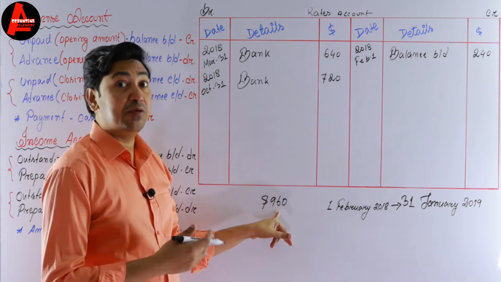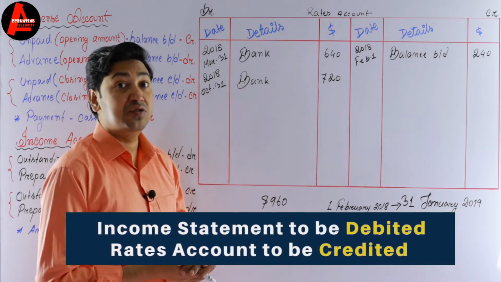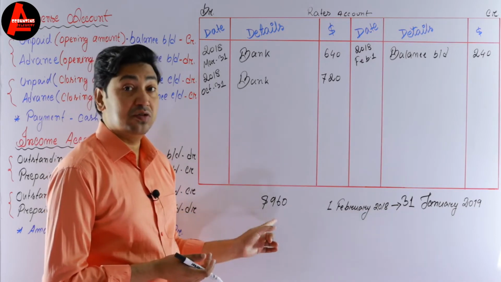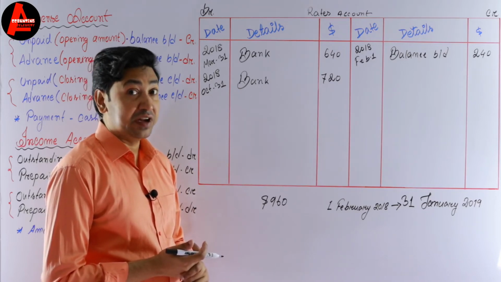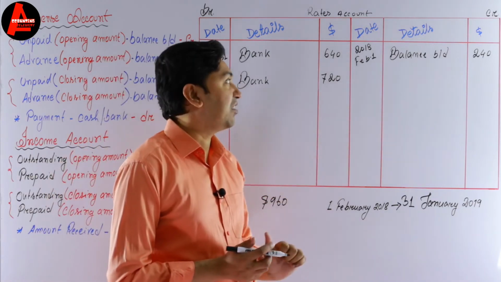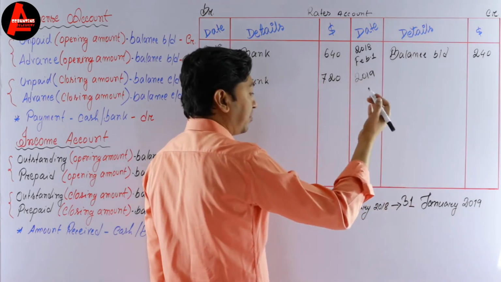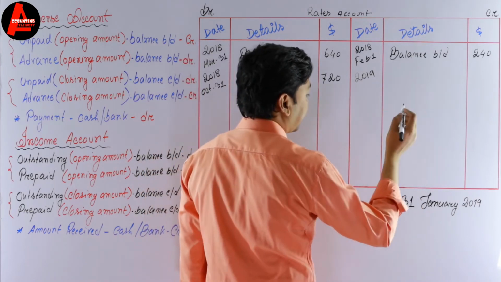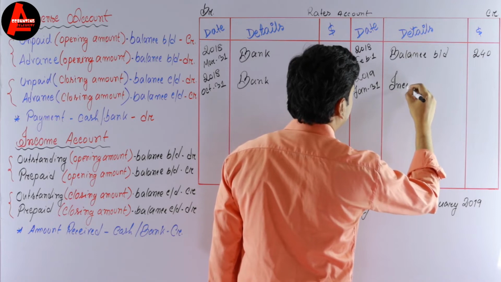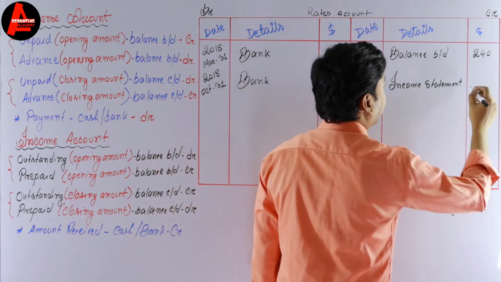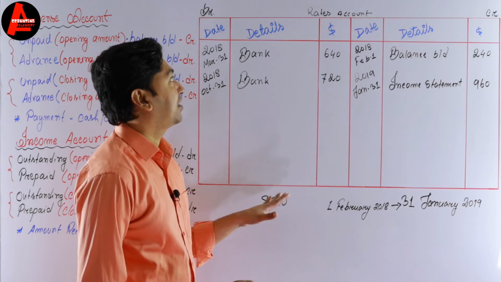So we will write the double entry. The journal will be income statement to be debited and rates account to be credited. I repeat, income statement to be debited and the rates account to be credited. So we are doing the rates account, it is credited, so we will record on the credit side. Let us write here the date 2019. We have to transfer this amount to the income statement at the end of the year, which is 31st January 2019. So we write here income statement, and the amount given in the question is $960. So all the amounts are now included in this rates account.